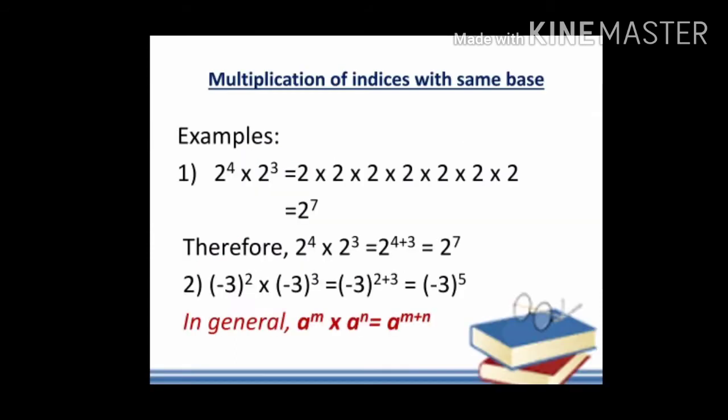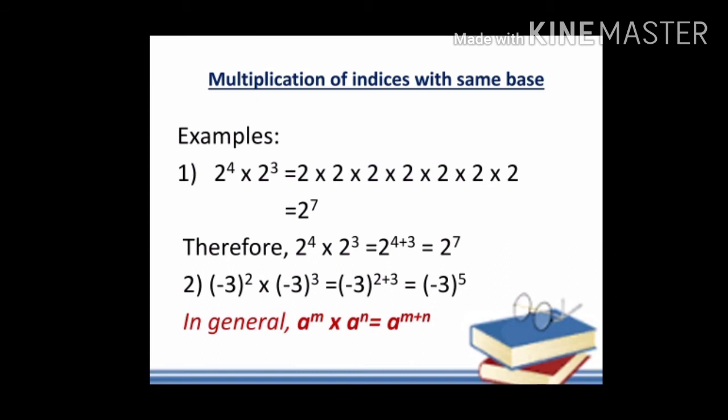Multiplication of indices with same base. Let us study the example. First, 2 raised to 4 multiplied by 2 raised to 3, which is equal to 2 into 2 into 2 into 2 into 2 into 2 into 2. It means 2 is multiplied 7 times, which is equal to 2 raised to 7. Therefore, 2 raised to 4 into 2 raised to 3 equals 2 raised to 4 plus 3, which is equal to 2 raised to 7.